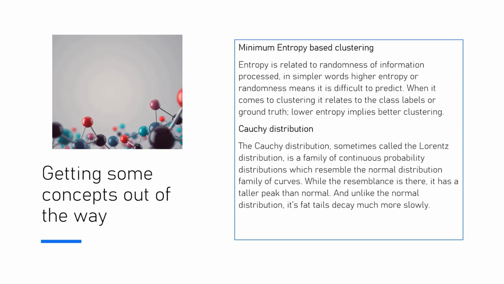Cauchy distribution, interesting. That's been around for a very long time. It's also called the Lorentz distribution, and is from the family of continuous probability distributions. It kind of resembles a normal distribution curve, but there's a difference. The difference really comes in the part that it has a taller peak than normal, and it has a fat tail of decay, which is where a lot of the findings will come in terms of reusing the fat tails for a lot of different purposes. So the fat tail decays much more slowly.